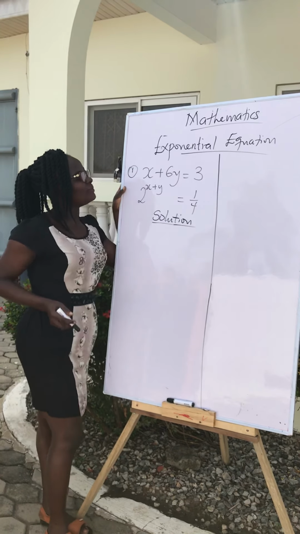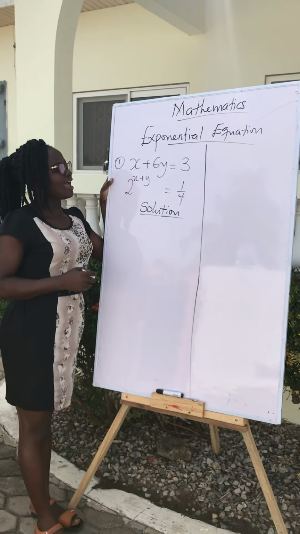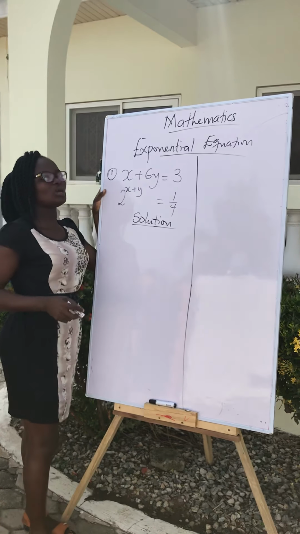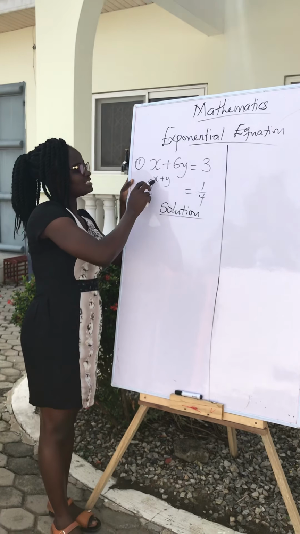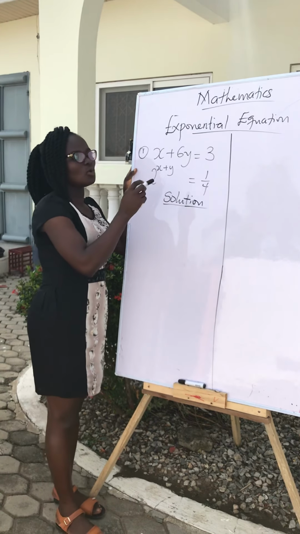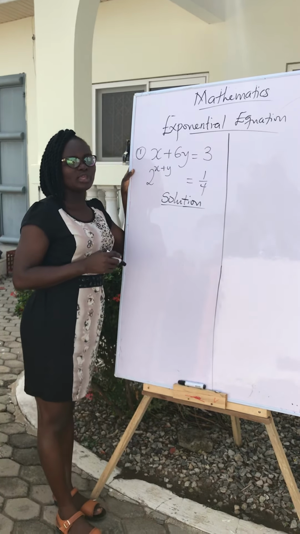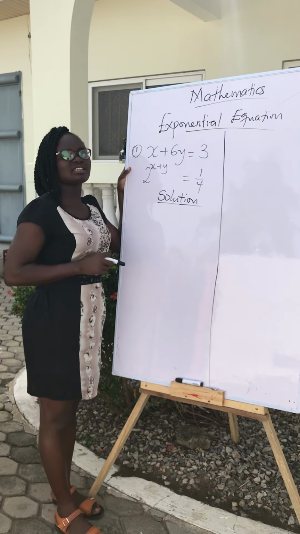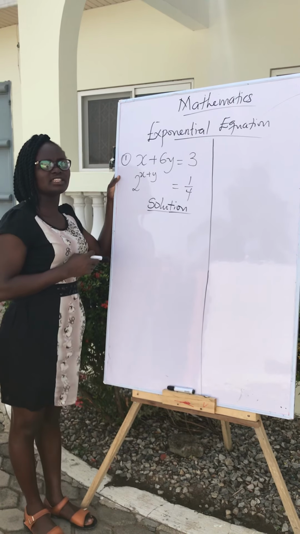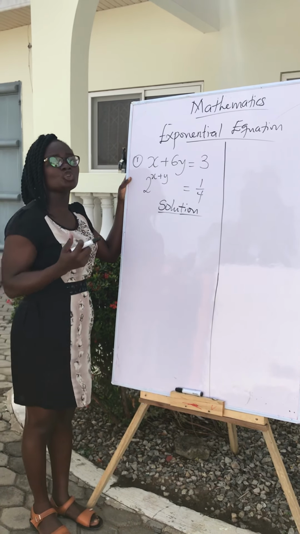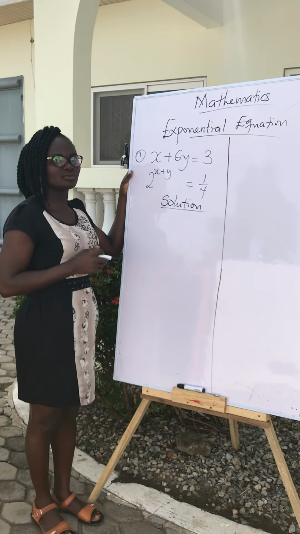The first example we have here is x plus 6y equals 3, then 2 exponent x plus y equals 1 over 4. And we are to solve this simultaneously. And you know what a simultaneous equation is? It involves two unknown variables.